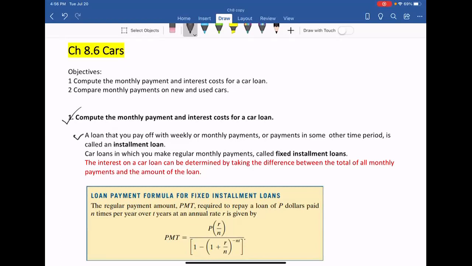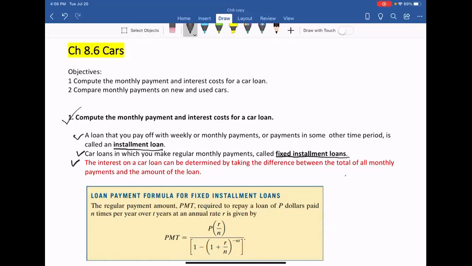A loan that you pay off with weekly or monthly payments, or payments in some other time period, is called an installment loan. A car loan in which you make a regular monthly payment is called a fixed installment loan. That means every month or every week you pay the fixed amount of the loan. The interest on the car loan can be determined by taking the difference between the total of all monthly payments and the amount of the loan.